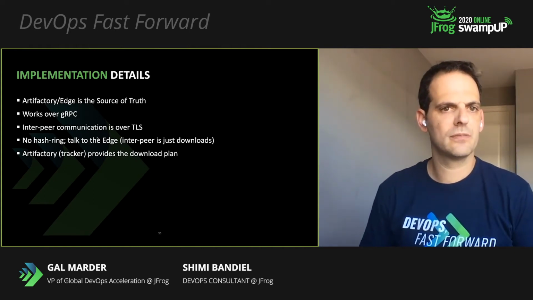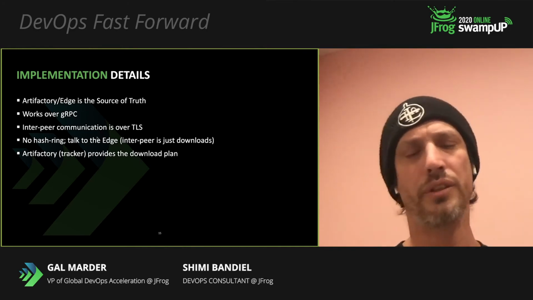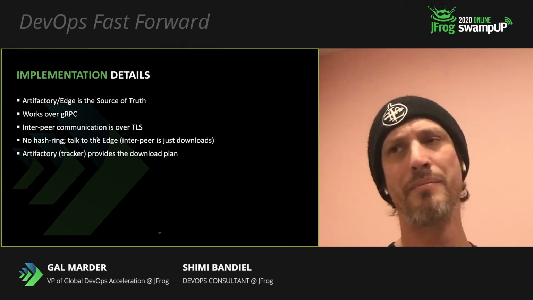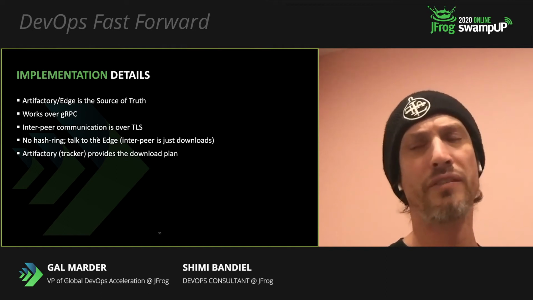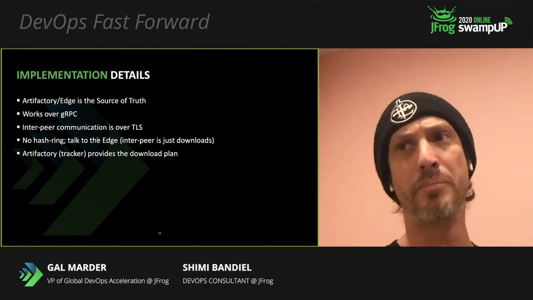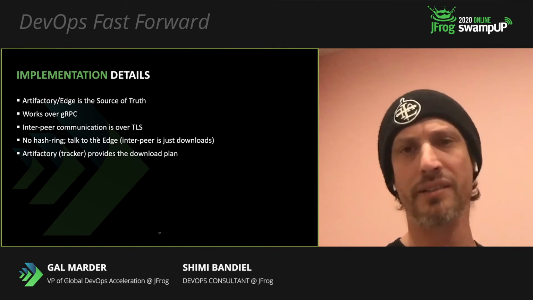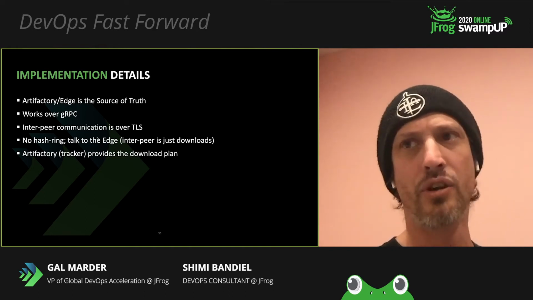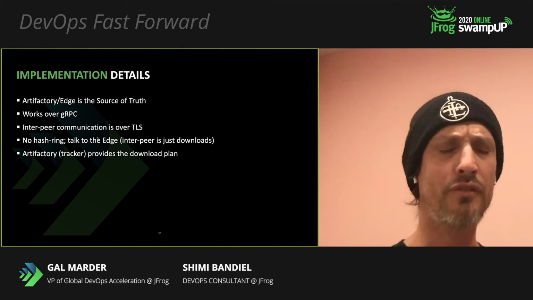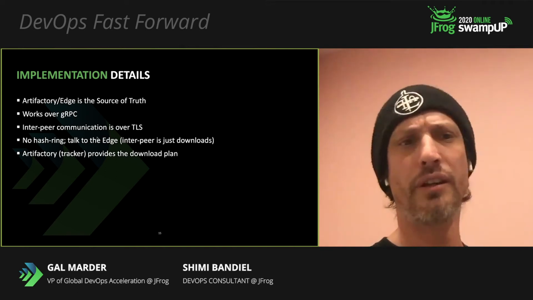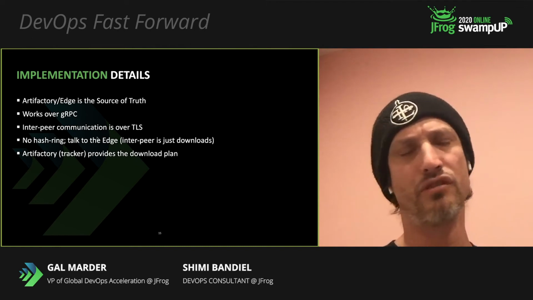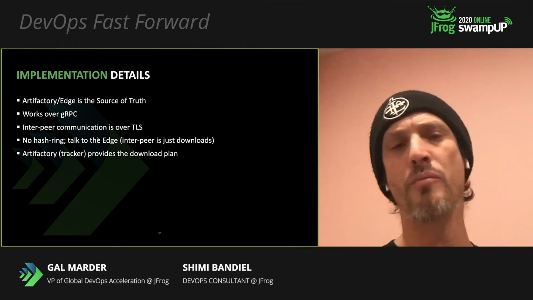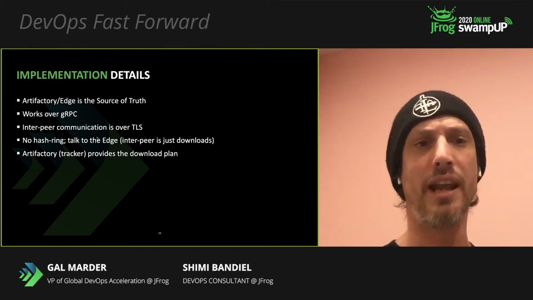What's going on? Okay. So first, Artifactory or the edge node is the source of truth. It means that if you delete the file in Artifactory, for example, even if the pieces of the file or even the file itself is available at the peer or at neighboring peers, you will not be able to download that, because every request first goes to Artifactory to validate, to get the actual view of what's in my system. Second, the communication to the tracker is based on gRPC, which is a very friendly protocol. Intra and inter-peer communication is encrypted over TLS.